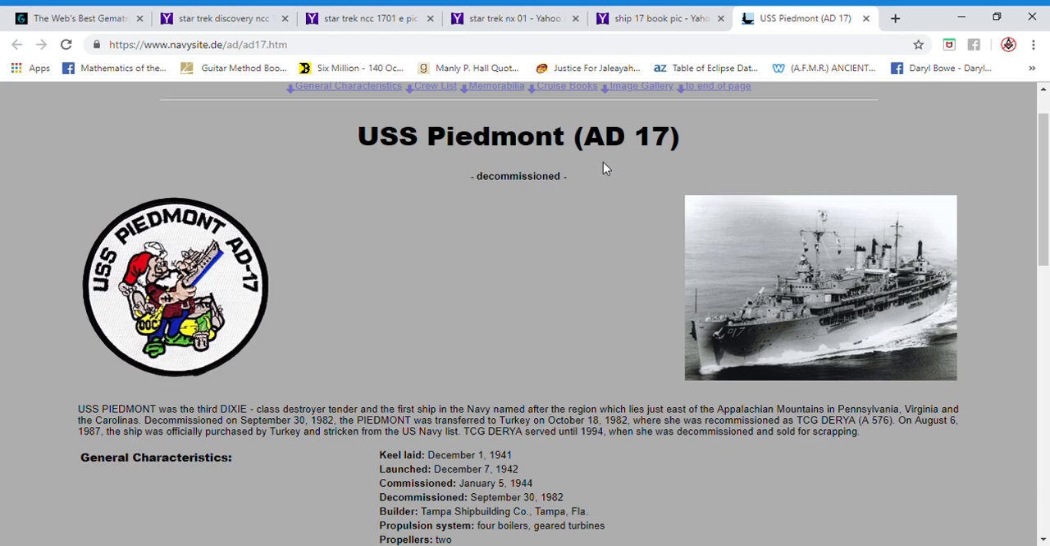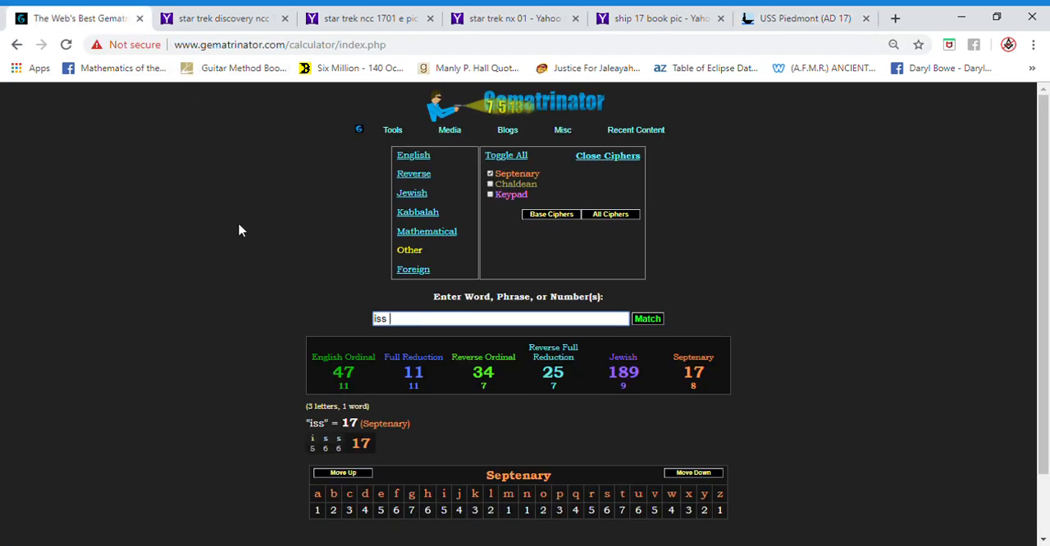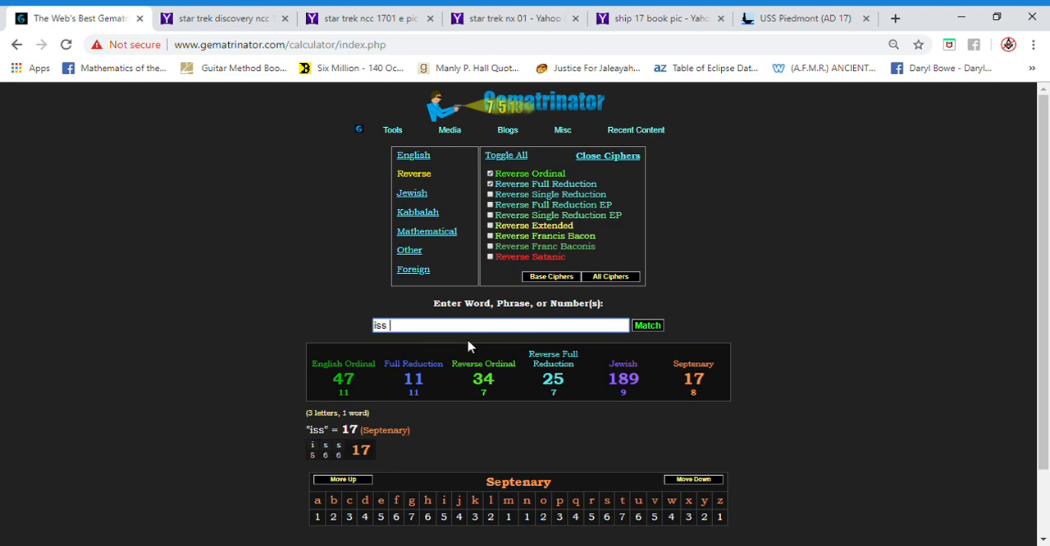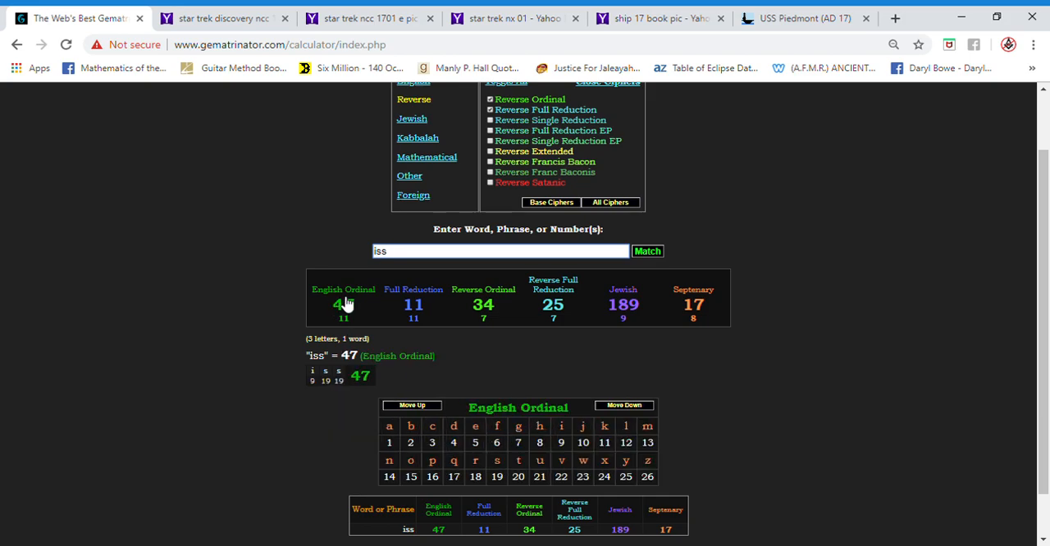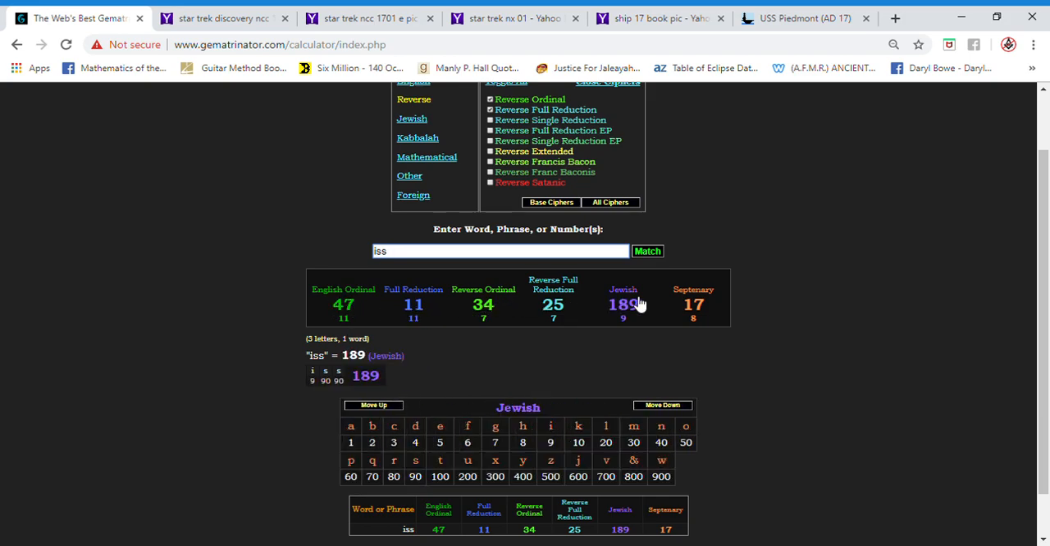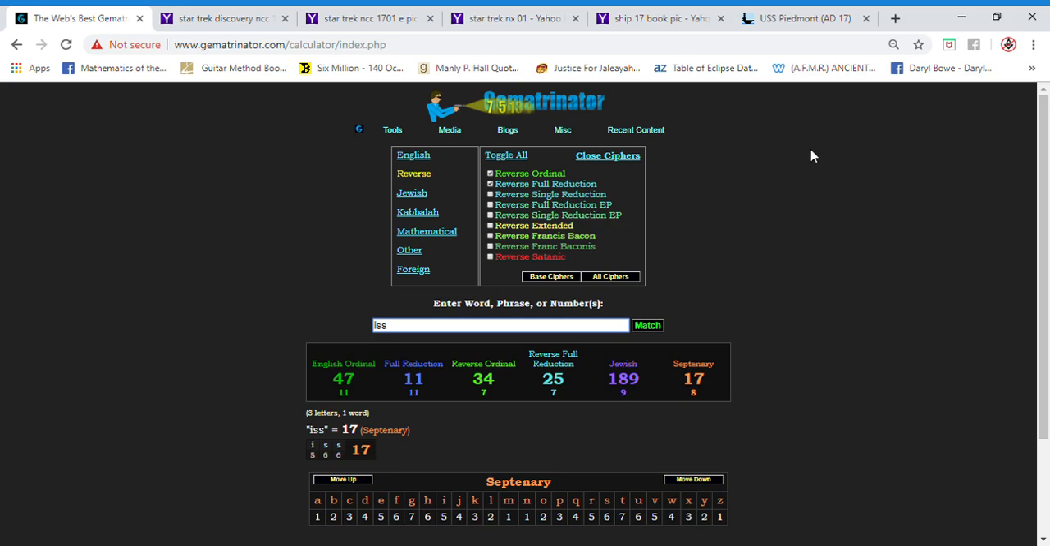My brother was on the USS Cole, and Cole equals 17 in full reduction. If you don't know what I'm talking about or you're new, I'm talking about this calculator right here. It's called gematrinator.com. All you do is open up your ciphers, go to tools, calculator, and when you type in a word, it'll show you the value of those words in various ciphers. The ciphers appear below as you run the cursor over. Very simple to understand.